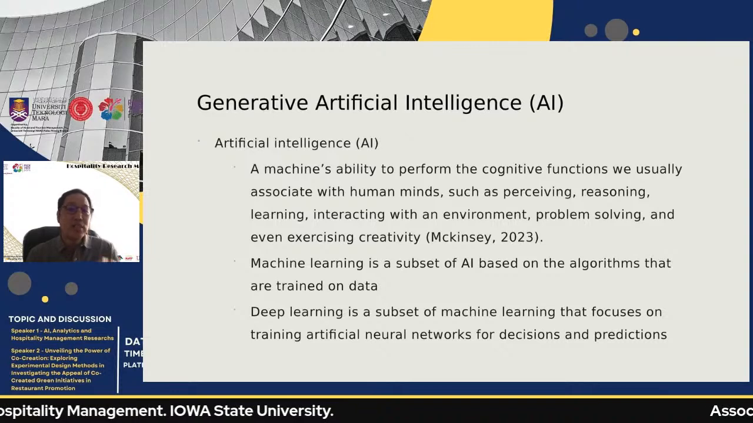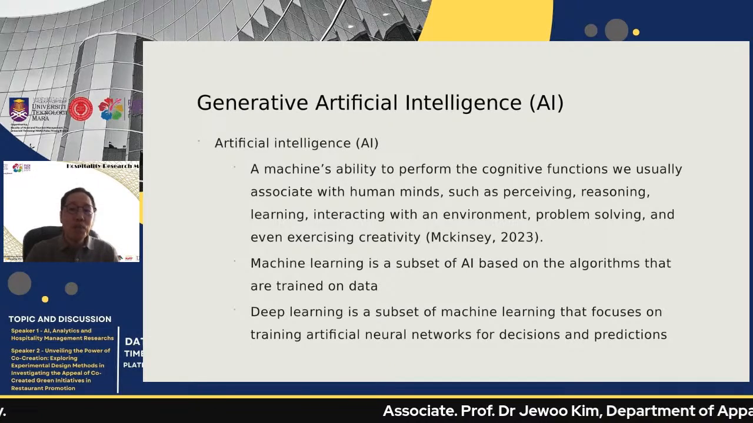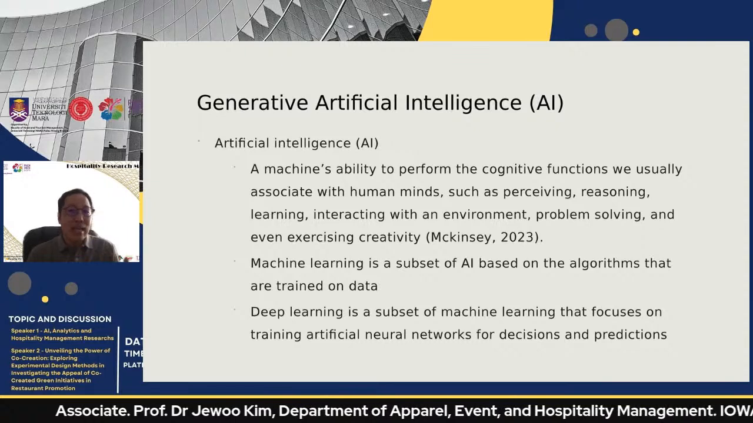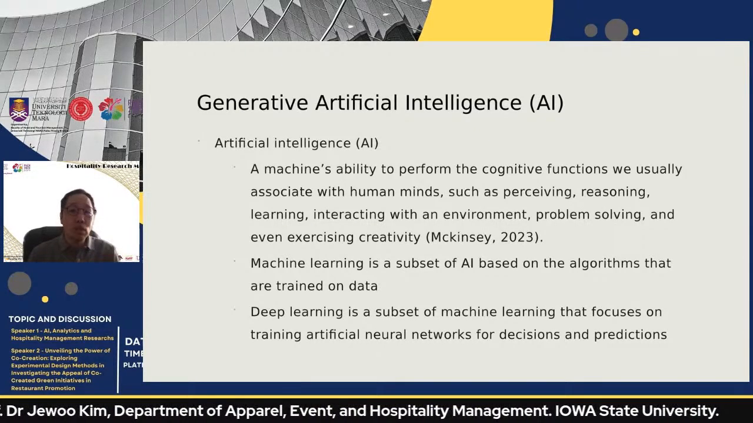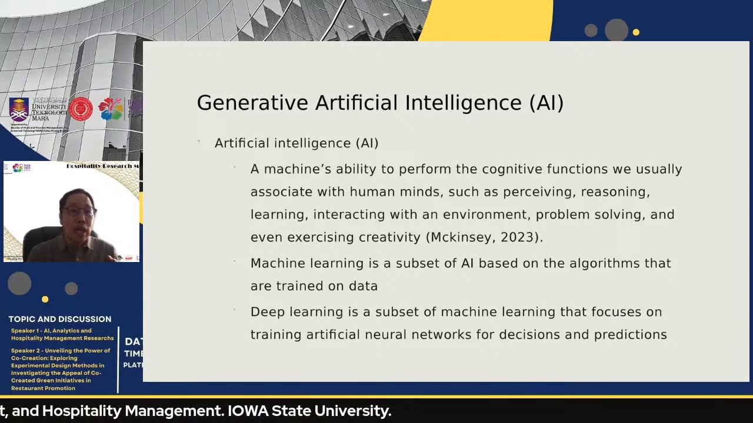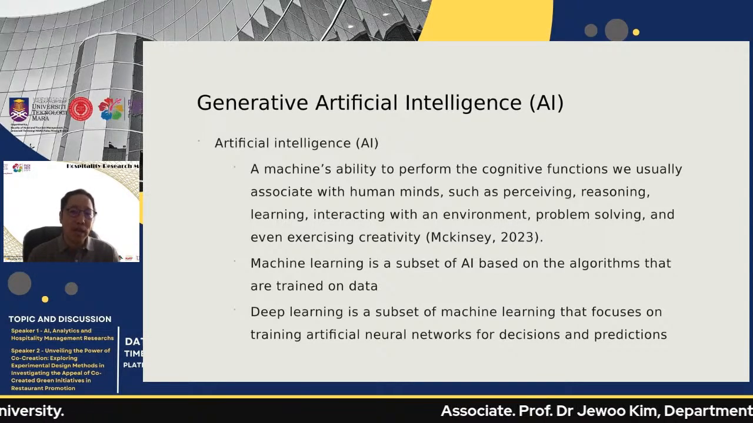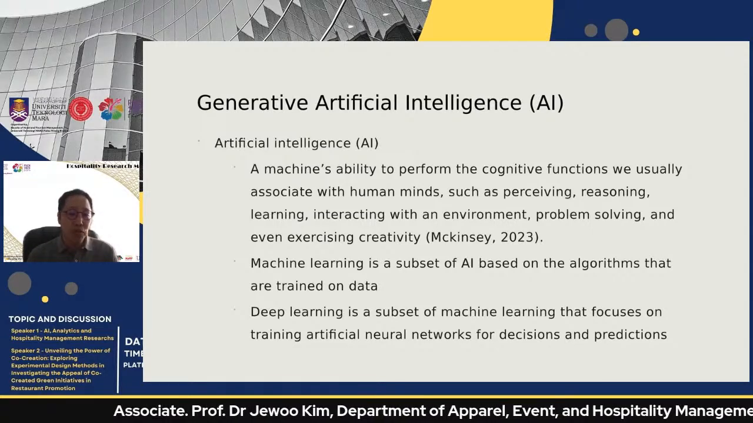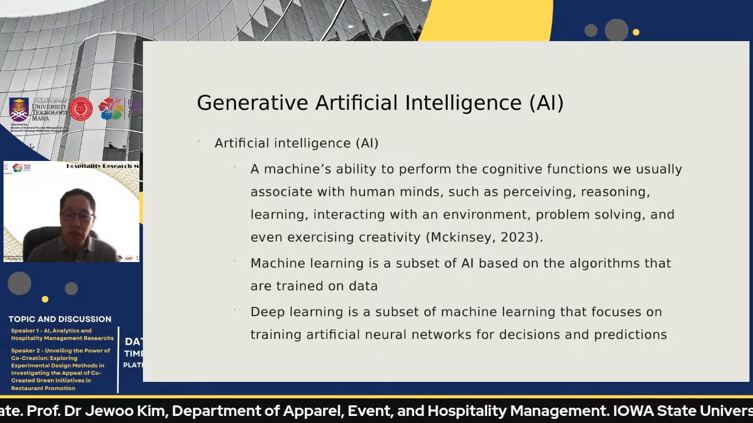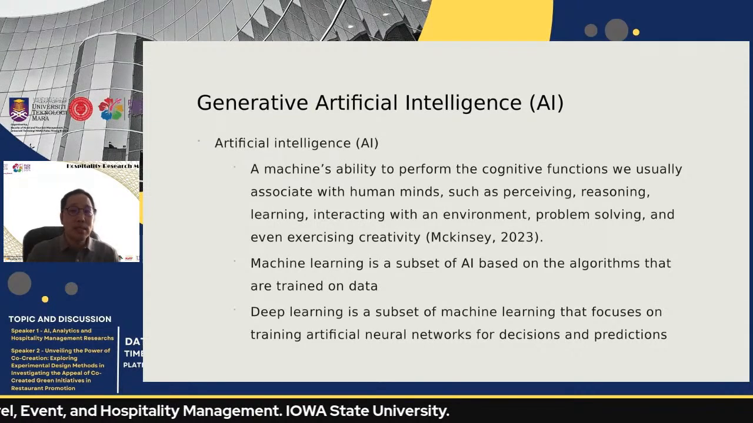Deep learning involves training artificial neural networks, and artificial neural networks have multiple layers to process and analyze complex data. These networks are designed to mimic the structure and functionality of the human brain. So neural networks can uncover complex patterns and complicated relationships within the data. Deep learning has proven to be exceptionally powerful in tasks such as image recognition, natural language processing, and speech synthesis.